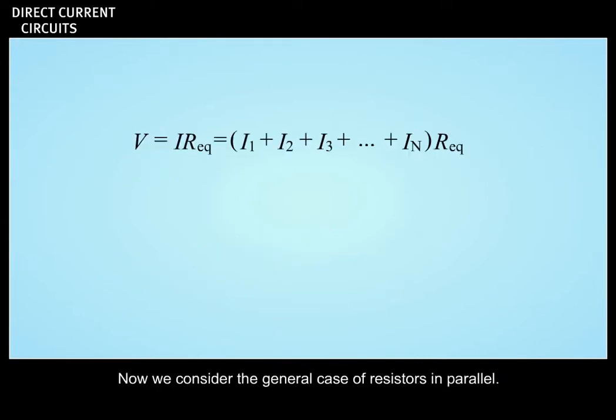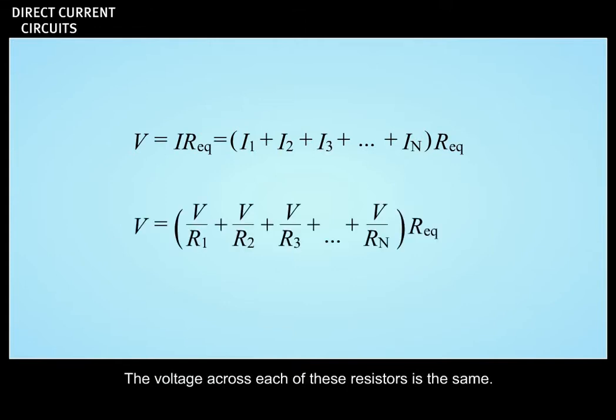Now we consider the general case of resistors in parallel. We will determine the equivalent resistance for n resistors in parallel. The total current is divided among the individual resistors. The voltage across each of these resistors is the same. The current through each one is that voltage divided by the resistance.